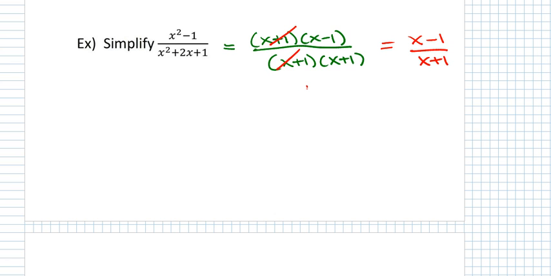Now looking back here, what number can I not put in for x? If I put it in for x, it would make the denominator equal to 0. And you guessed it, it is negative 1. So you cannot have x equal negative 1.